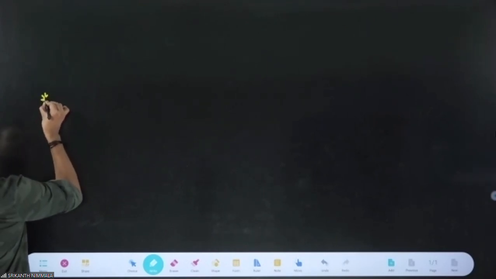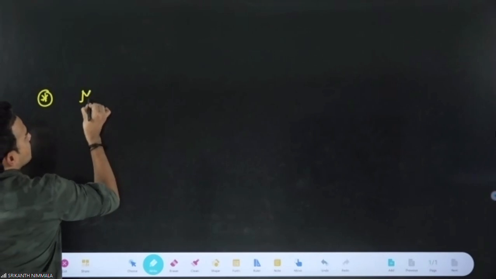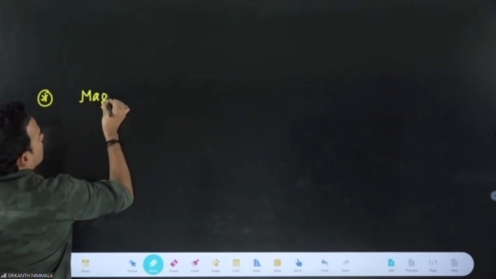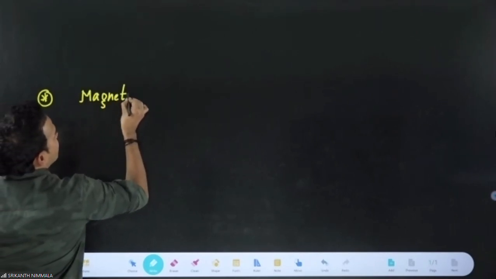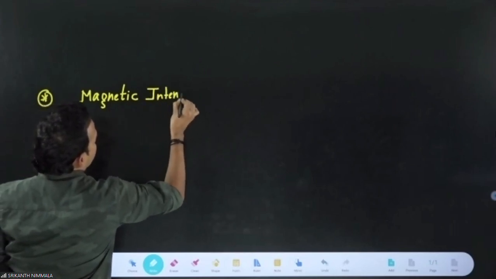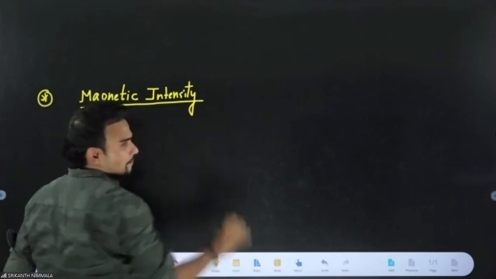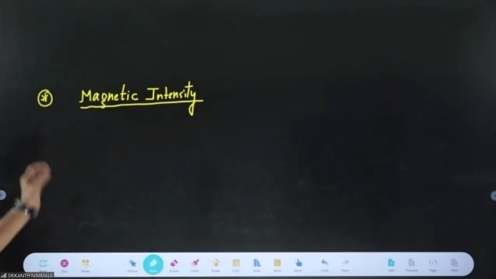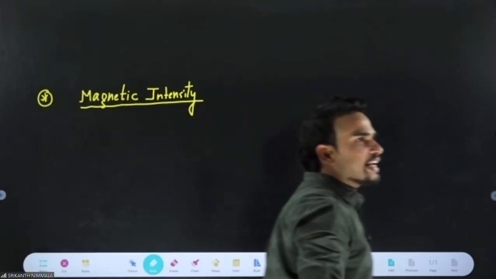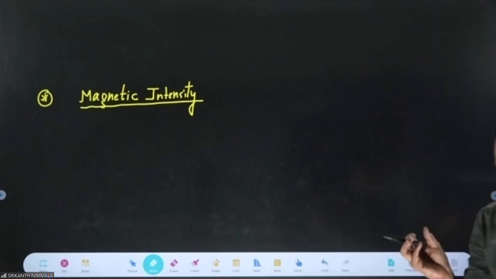We are going to talk about some quantities that we will study here. So the first quantity, write: magnetic intensity. In bracket, this is one name: intensity of magnetizing field or force.